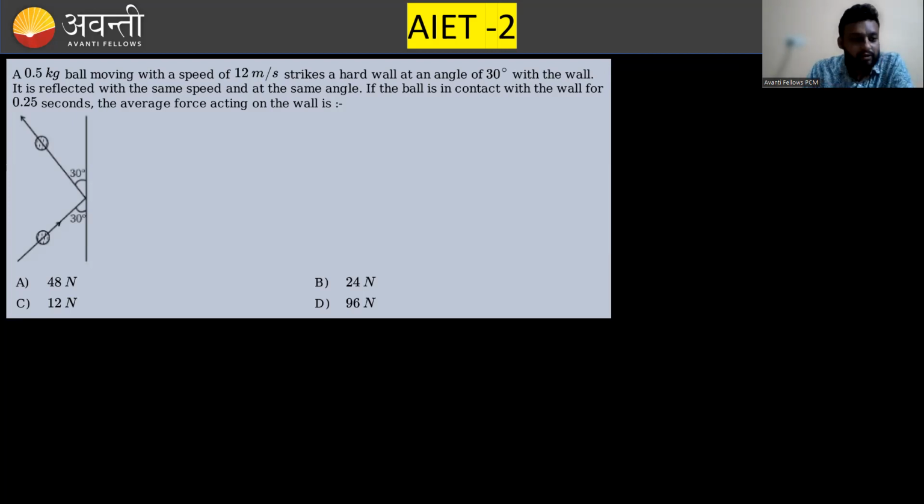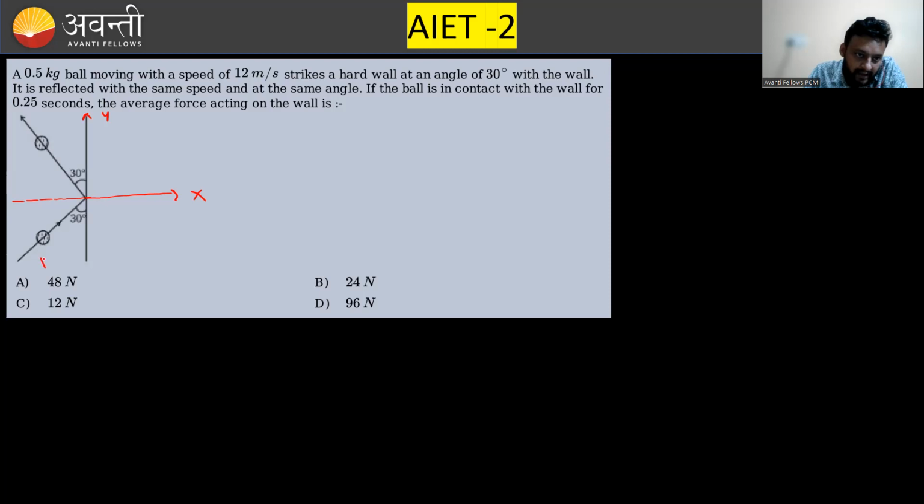Okay. So there is a ball. You can read the question, you can pause the question. I am dealing with the diagram straight away. What it says, okay, I can draw these axes. Like suppose this is x axis and this is y axis. Clear? Now the ball is coming.